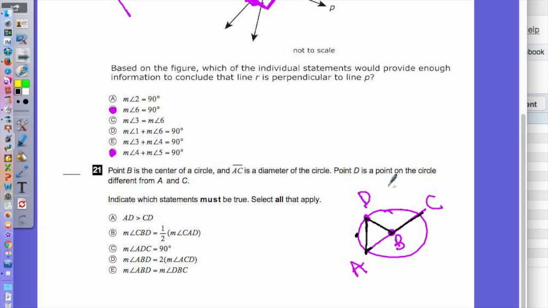Okay? So if CBD is X, would that be half of this? Well, look at them. Which one looks smaller?